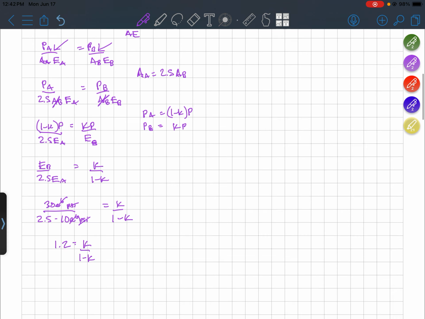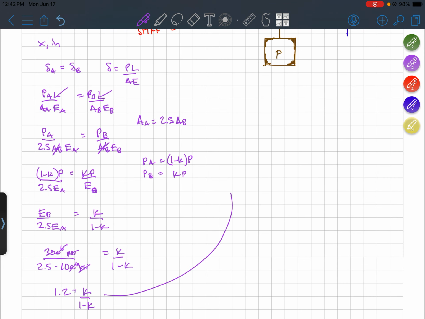Now I'm going to do some algebra and solve for K. 1.2 times (1 minus K) equals K. 1.2 minus 1.2K equals K. Just writing out in like terms: 2.2K, 1.2 over 2.2 equals K, which equals 0.545.